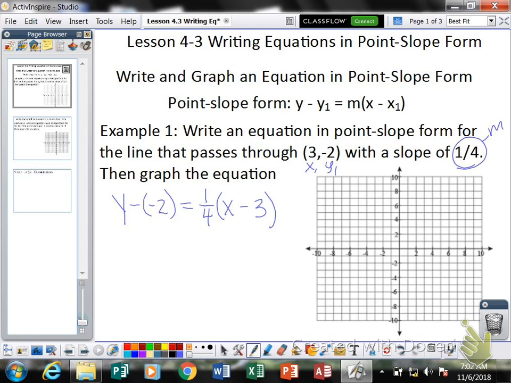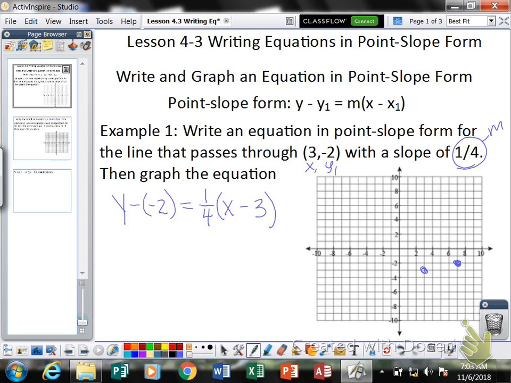Well, you're given a point and you're given the slope. That's really all you need. So what you can do then is find 3, negative 2, and put a point. Now from this point we have the slope. We have to rise 1 and run 4 to the right. 1, 2, 3, 4. So we have a point there.